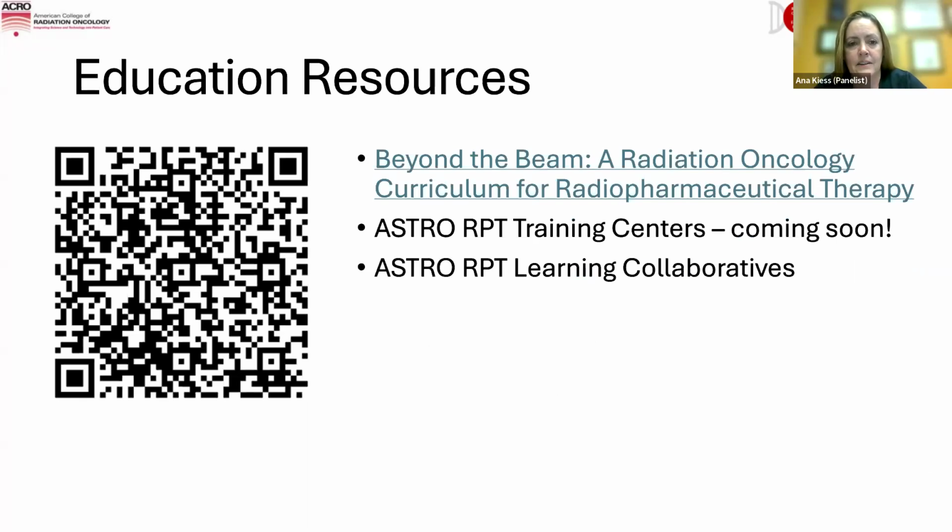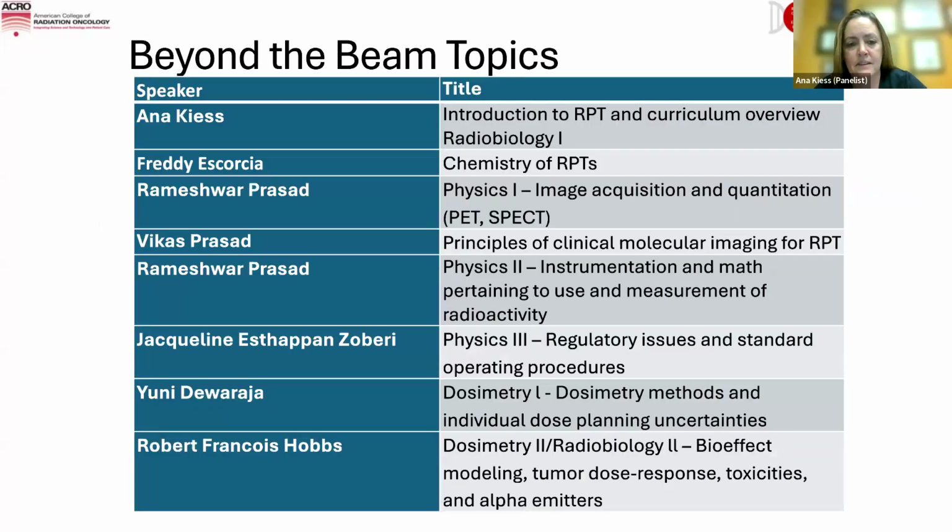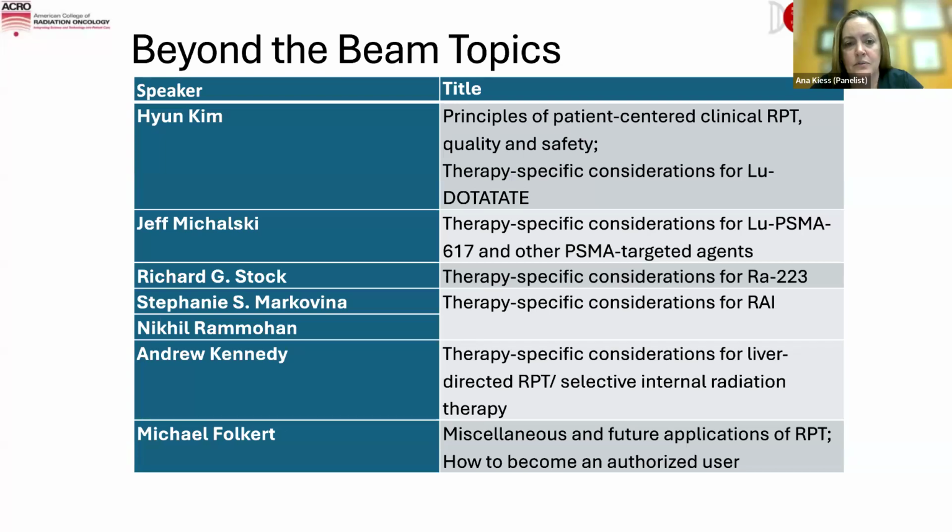And here are some more links also about other education resources that are specifically available to residents. So one is the Beyond the Beam course, which is available through Astro Academy for $99 for trainees, and many residency programs reimburse for that. Next slide. That includes a lot of the different topics that are not necessarily covered in your routine radiation oncology curriculum, specifically a lot of physics, dosimetry, principles of molecular imaging, chemistry and radiobiology of radiopharmaceuticals. Next slide. And then specific considerations for the agents that are currently FDA approved that we mentioned.